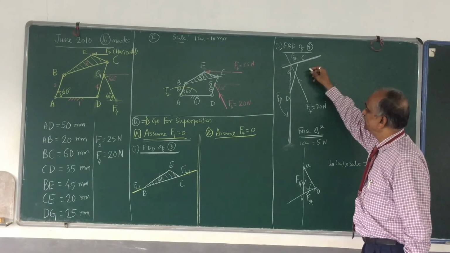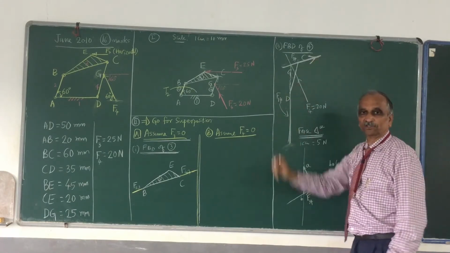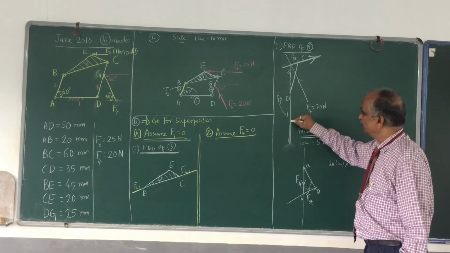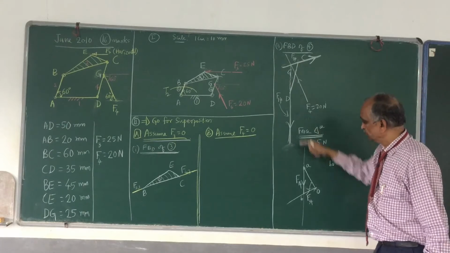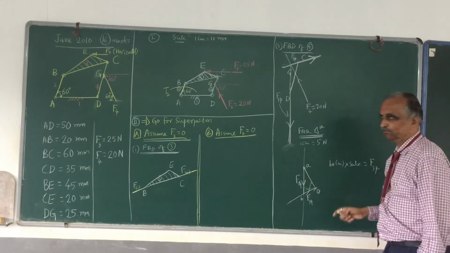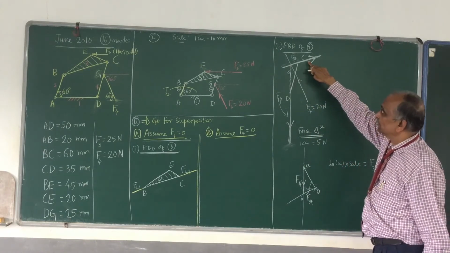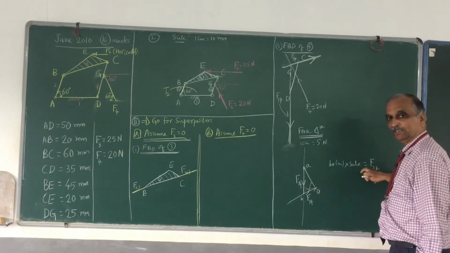Go to the diagram here. F34 is no more unknown. I have completely known it. F14 is downwards. If you want F14, then measure this, AB multiplied by the scale is equal to F14. Now you know F34. Please remember, not only the line of action, but its direction and its magnitude from here.